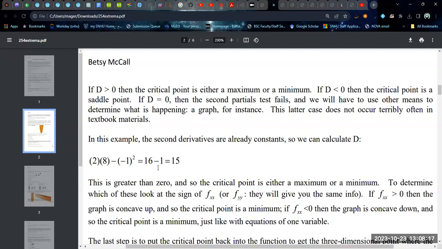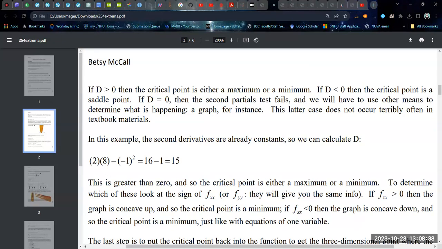Now here we're going to plug in our values. Our second derivative for x was 2. Our second derivative for y was 8. That gives us 16. And then we're going to subtract the -1 quantity squared, and we get 15. This is positive. So the critical point is either a max or a min.